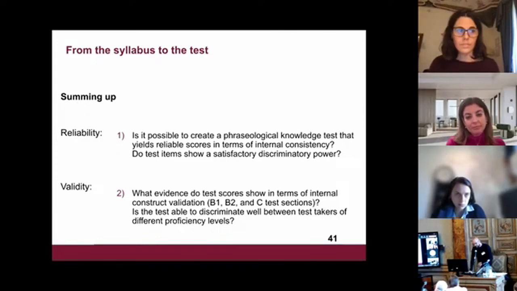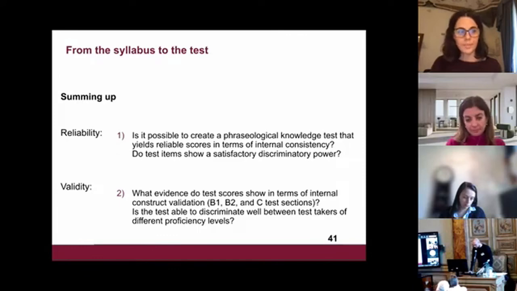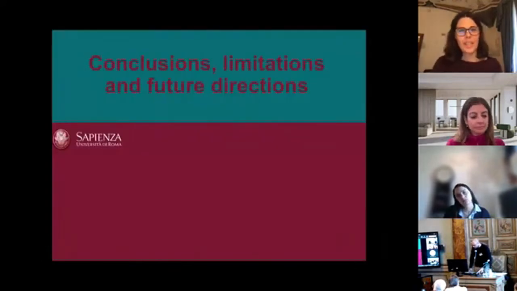In terms of validity, actually, first evidence of validity, we saw that we have some evidence of construct validation. We saw that it is easier. They achieve a higher score in the B1 section, a lower score in the B2, and the lowest is for the C items. Lastly, is the test able to discriminate well between test takers of different proficiency levels? At least according to our sample, it is quite reliable in discriminating between different proficiency levels. Okay, I leave the floor to Maria again for conclusions.